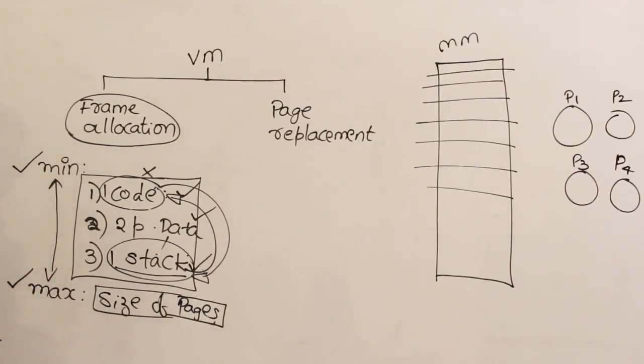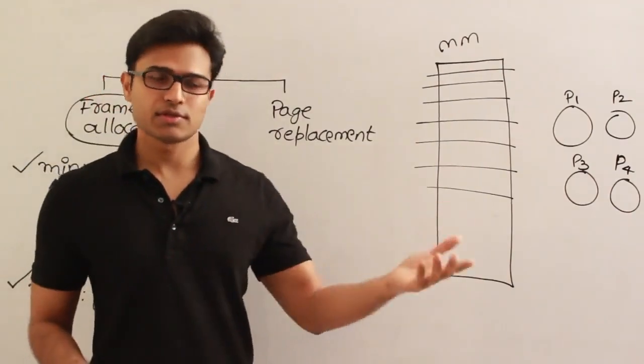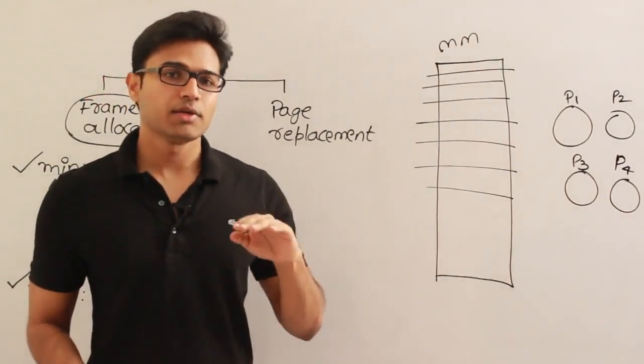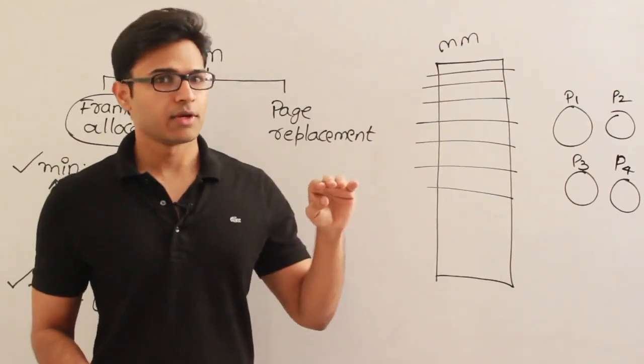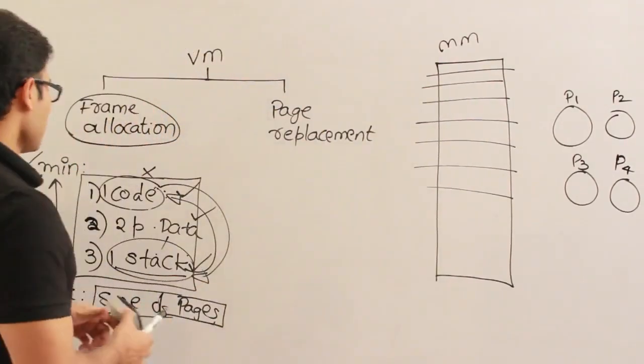You should not give less than this minimum because the program will never get completed, and you should not give more than the maximum because it is not required, right? And then you have to choose something in the middle. Why can't we go for the maximum requirement? Because if you go for the maximum requirement, we will not be able to allocate the frames to other processes as well. We want to keep that degree of multi-programming also as high as possible. Got it?